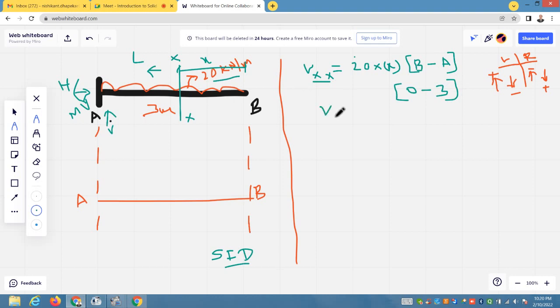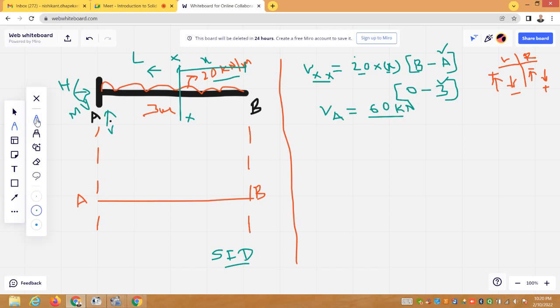Now try the shear force at A. If you wish to calculate the shear force at A, you have to substitute the value 3 in place of x. So 20 into 3 is 60. And the units will be kilonewtons per meter multiplied by meter, so the units will be kilonewtons. So the shear force at A will be 60 kilonewtons.